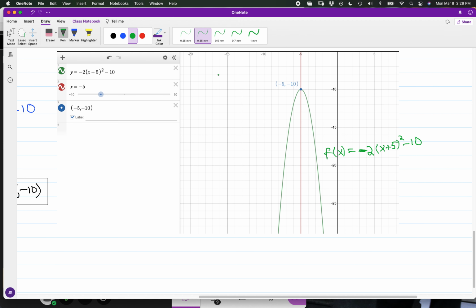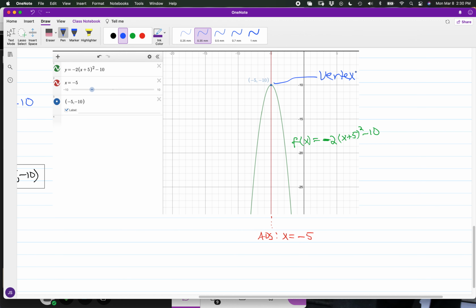Okay. And again, the graph is opening downward. And again, we have the axis of symmetry. Okay, we have x equal to negative 5. And once again, with the vertex, again, we have at negative 5, negative 10. Now, both coordinates are negative.